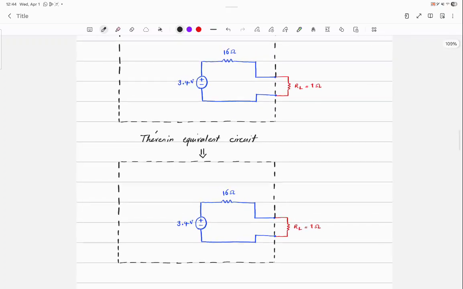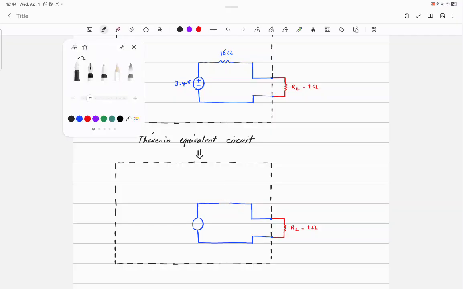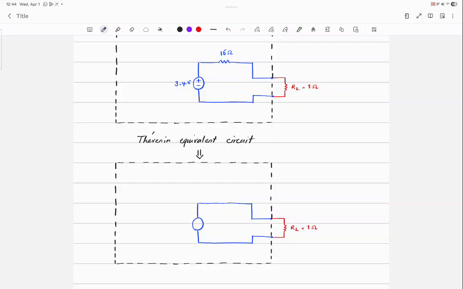Now, can you give me another representation of the black box? What's inside the black box, based on the previous lecture? So, what's the value of the resistor? 16 ohms.